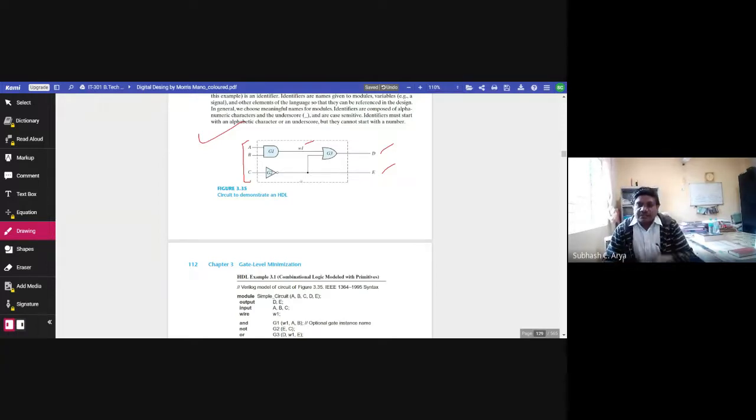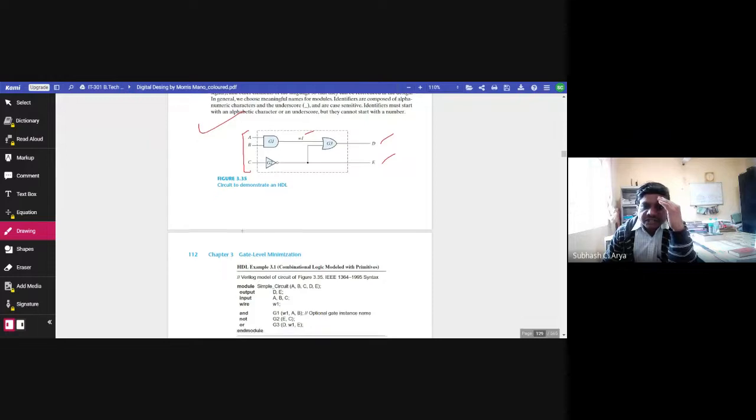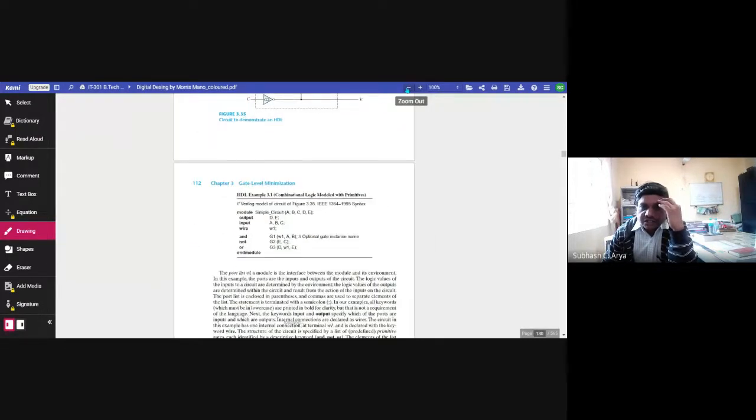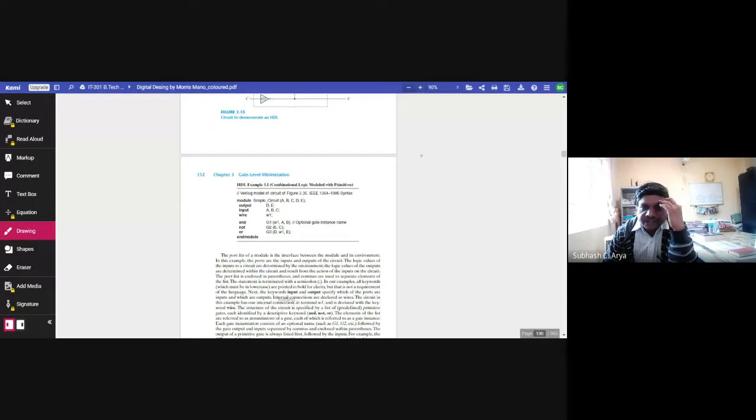This is a kind of language. Through language we speak. Suppose the machine is not able to understand this circuit. So what do we have to do? We have to communicate with the machine. The machine understands the language that is called HDL code. So how do we write this same circuit using code? This is given here. I will tell you.